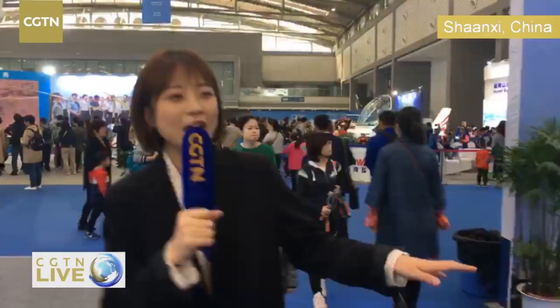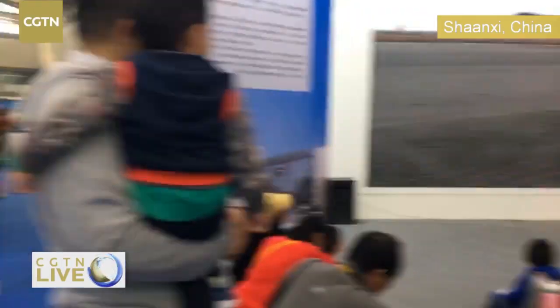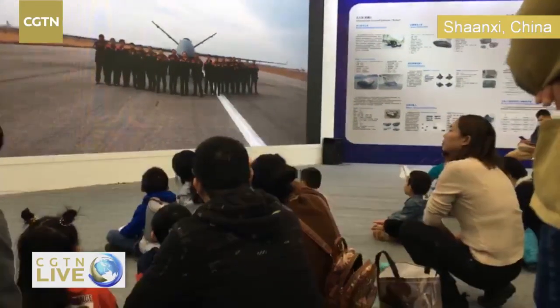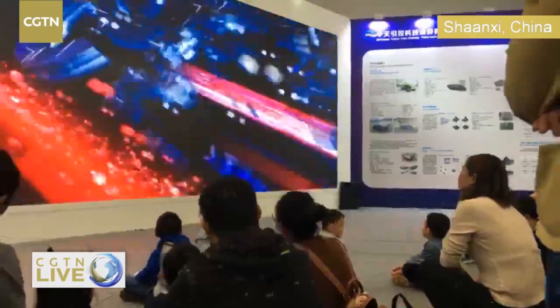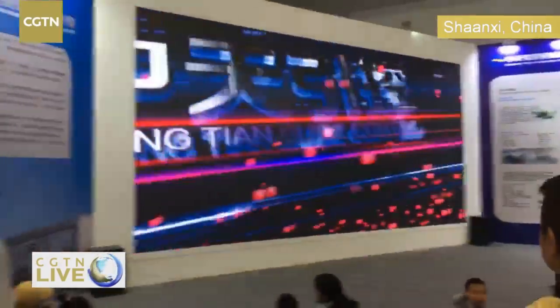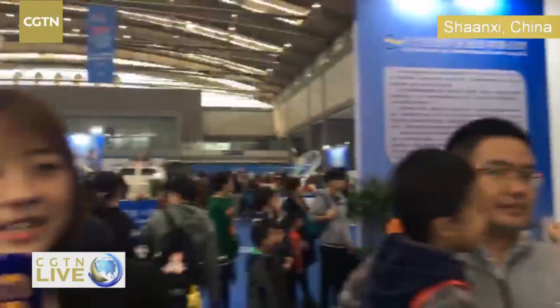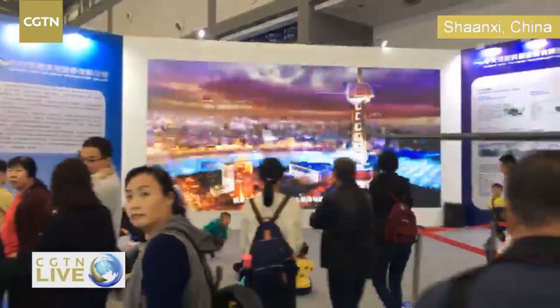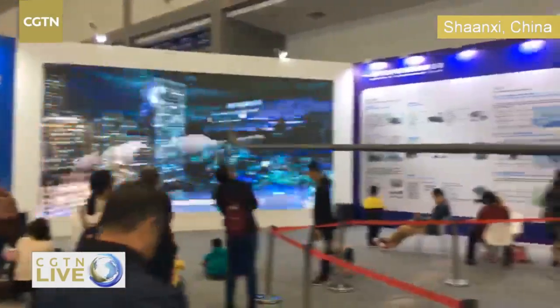And now we're heading to another part of today's convention. Right now you can see a lot of people gathered here, and they're here to watch a video about an unmanned aircraft. This convention has really attracted a lot of people of all ages and from all walks of life, and they are all aviation lovers who come here to feel this atmosphere.